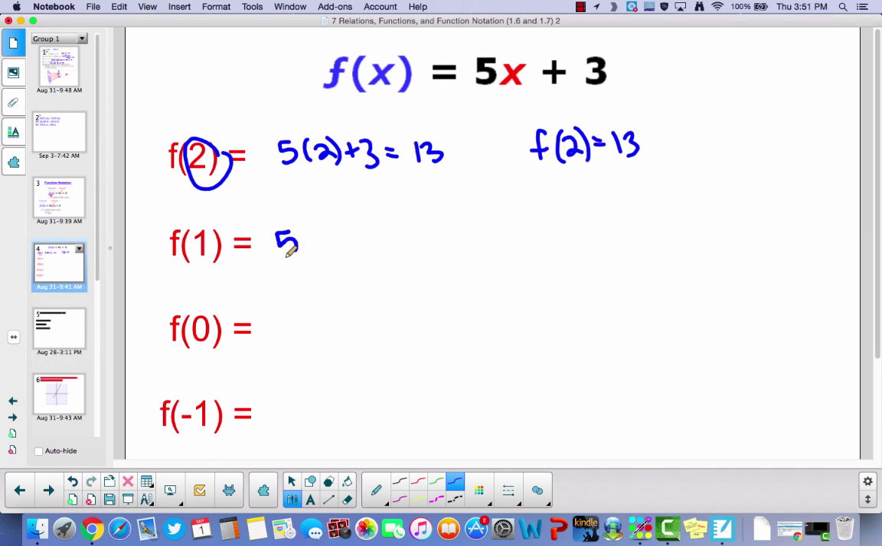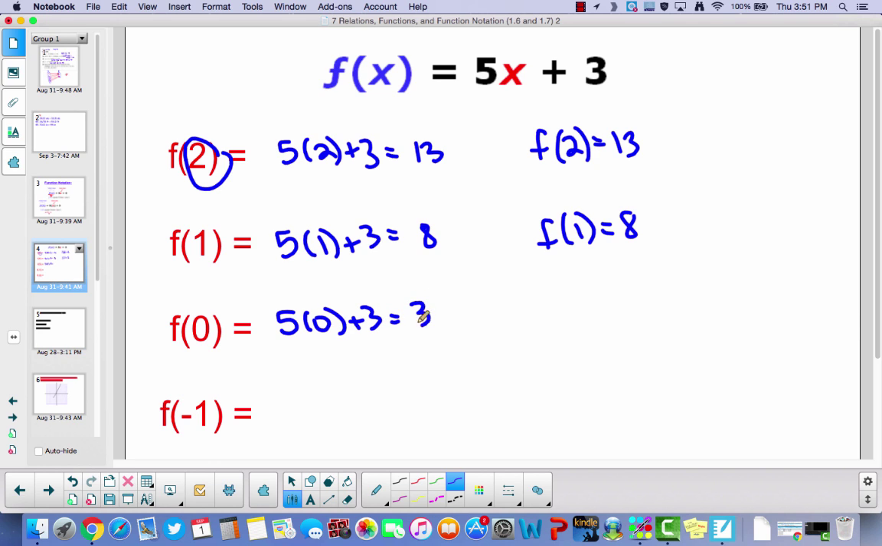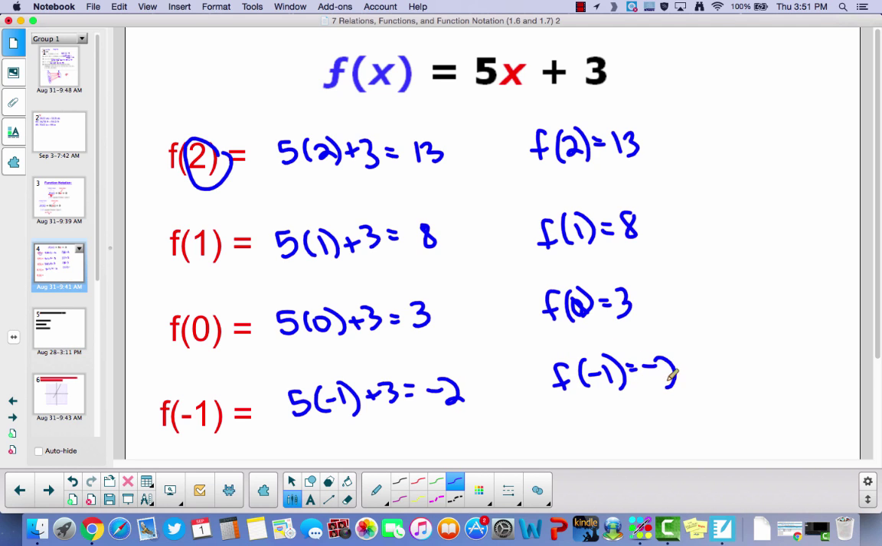Okay, so 5 times 1 plus 3 is 8. We already did that one. So f of 1 is 8. It says my function value at 1 is 8. In other words, this is my x and this is my y. f of 0. 5 times 0 plus 3 is 3. And f of negative 1 says 5 times negative 1 plus 3 is negative 2. So f of negative 1 is negative 2.